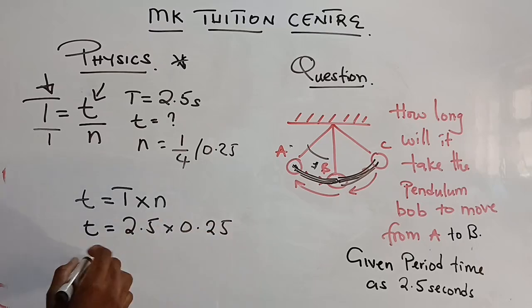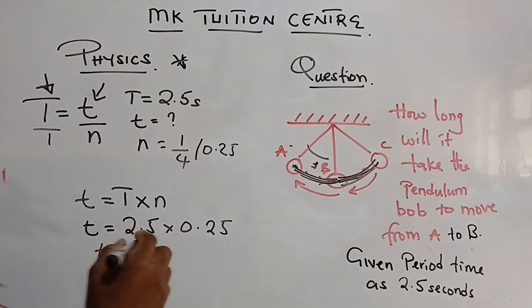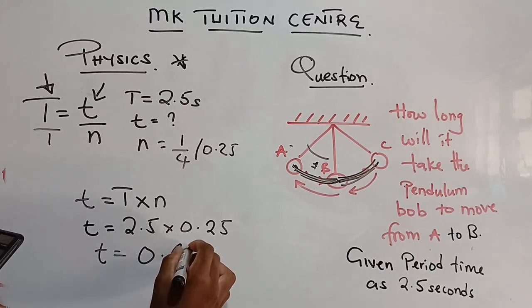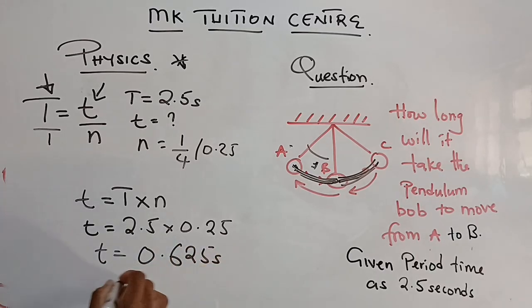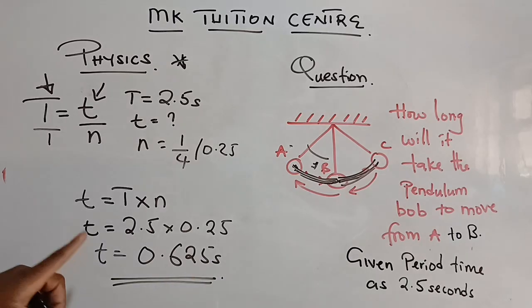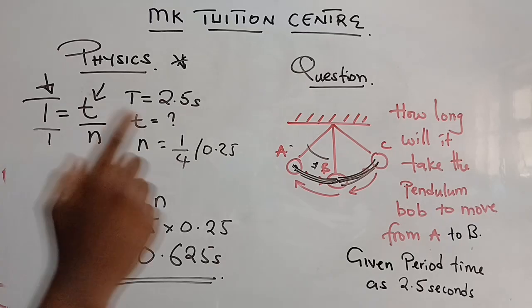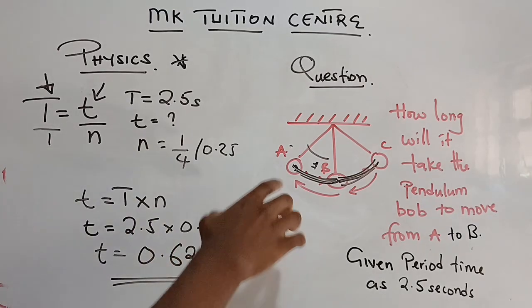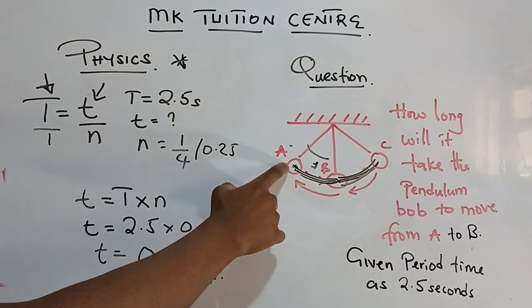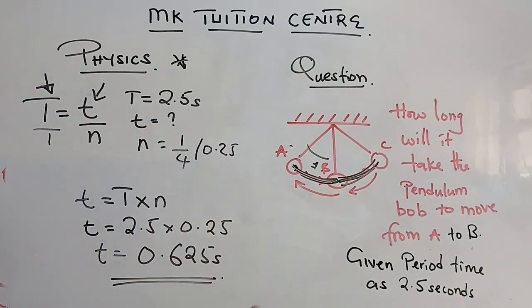Now let's punch this in our calculator. When you punch it, it's going to give us 0.625 seconds. So this is how it is done. This is how long it will take for this pendulum bulb to move from this point to that point, given the period time as 2.5 seconds.